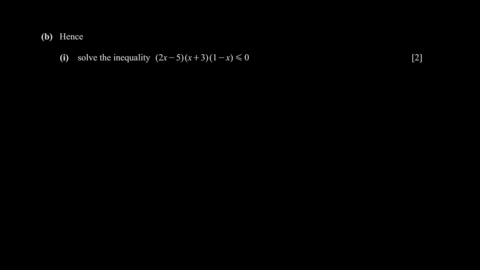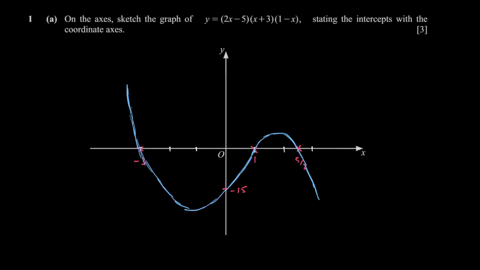Okay, next part, part B, hence solve the inequality, blah, blah, blah, is less than or equal to 0. Well, the key word here is the word hence. Hence means we've got to use the information from before. So when is this going to be less than or equal to 0? Well, it's the same thing as saying when is the y-coordinate less than or equal to 0? Well, the y-coordinate is less than or equal to 0 here, all of that part, and here, isn't it? Right? So let me just highlight that on the graph.